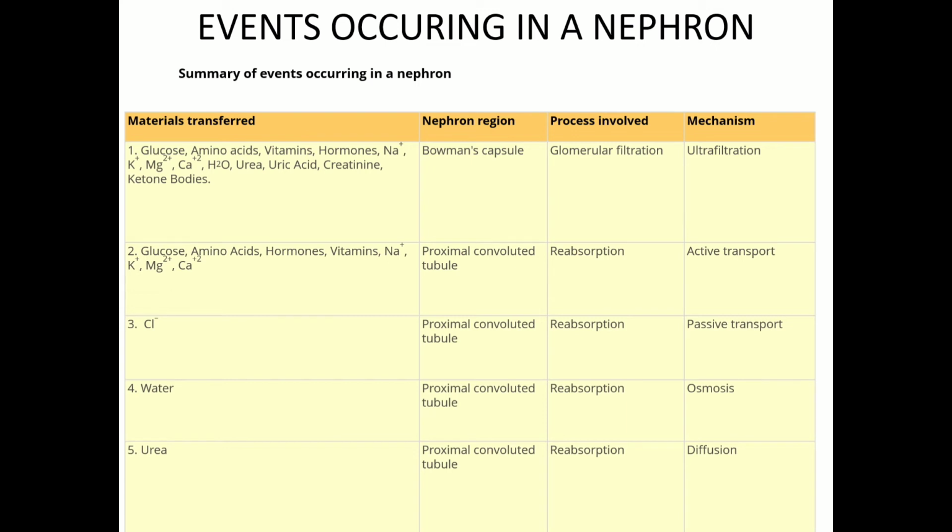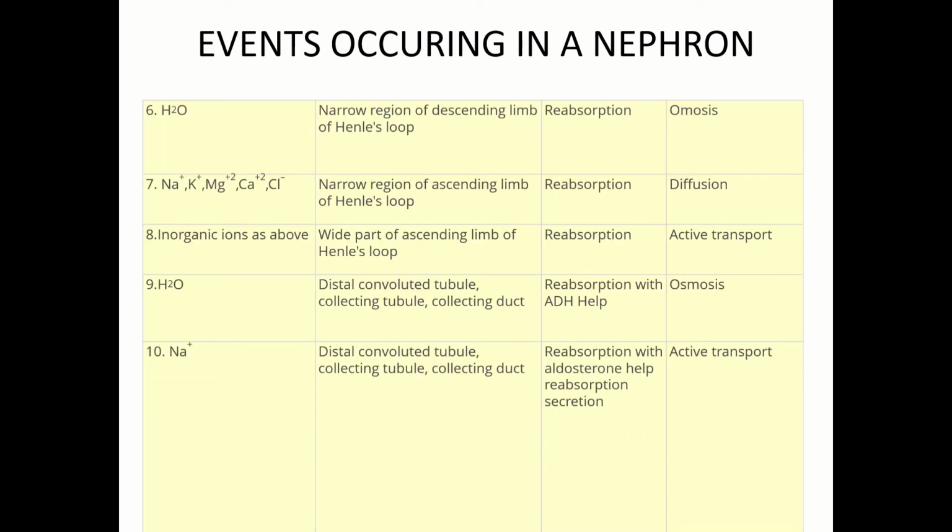At the fifth, we have urea as the material transferred. The nephron region is the PCT, the process involved is reabsorption, and the mechanism is diffusion. Sixth, we have water as the material transferred. The region is the narrow region of the descending limb of the loop of Henle, the process is reabsorption, and osmosis is the mechanism.